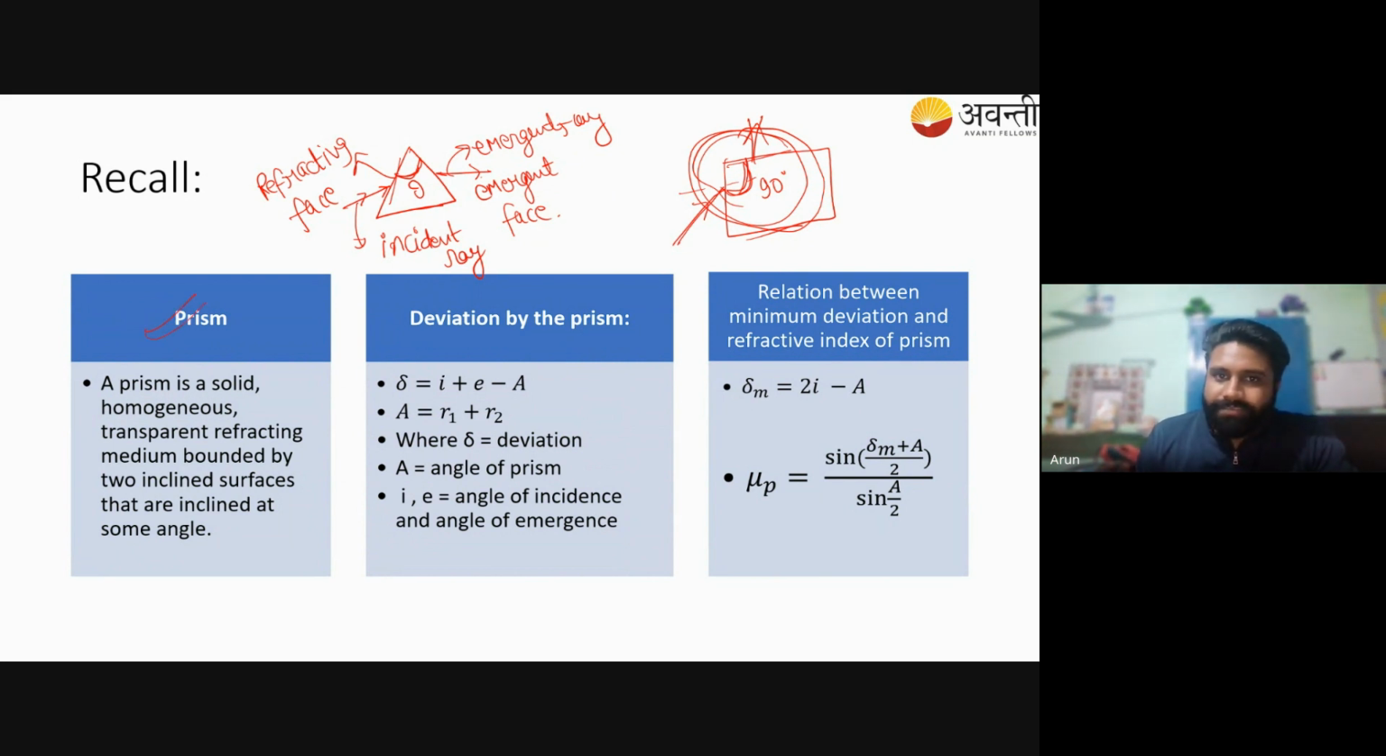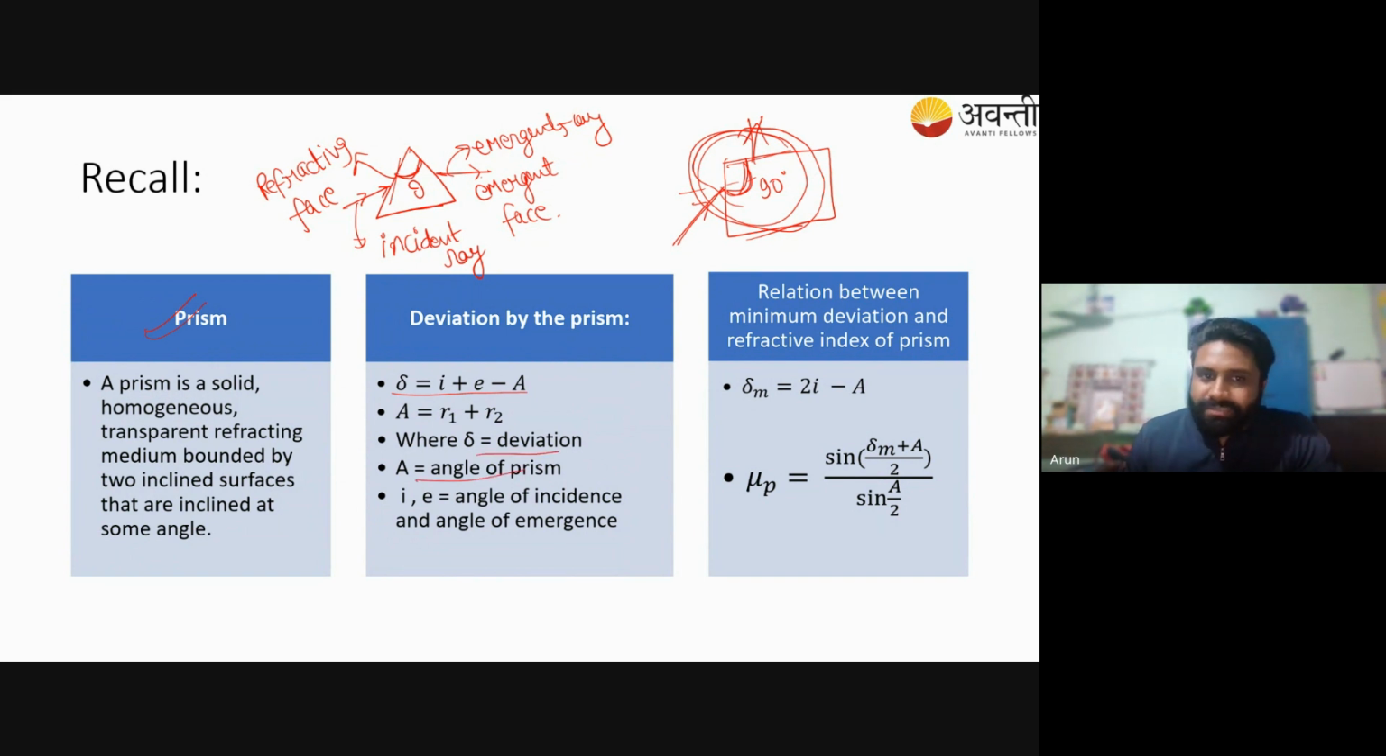Now, deviation by prism we have dealt with. We have derived a formula which is delta equals I plus E minus A, where I is the angle of incidence, E is the angle of emergence, A is the angle of prism, and delta is the deviation. I have mentioned all the things.